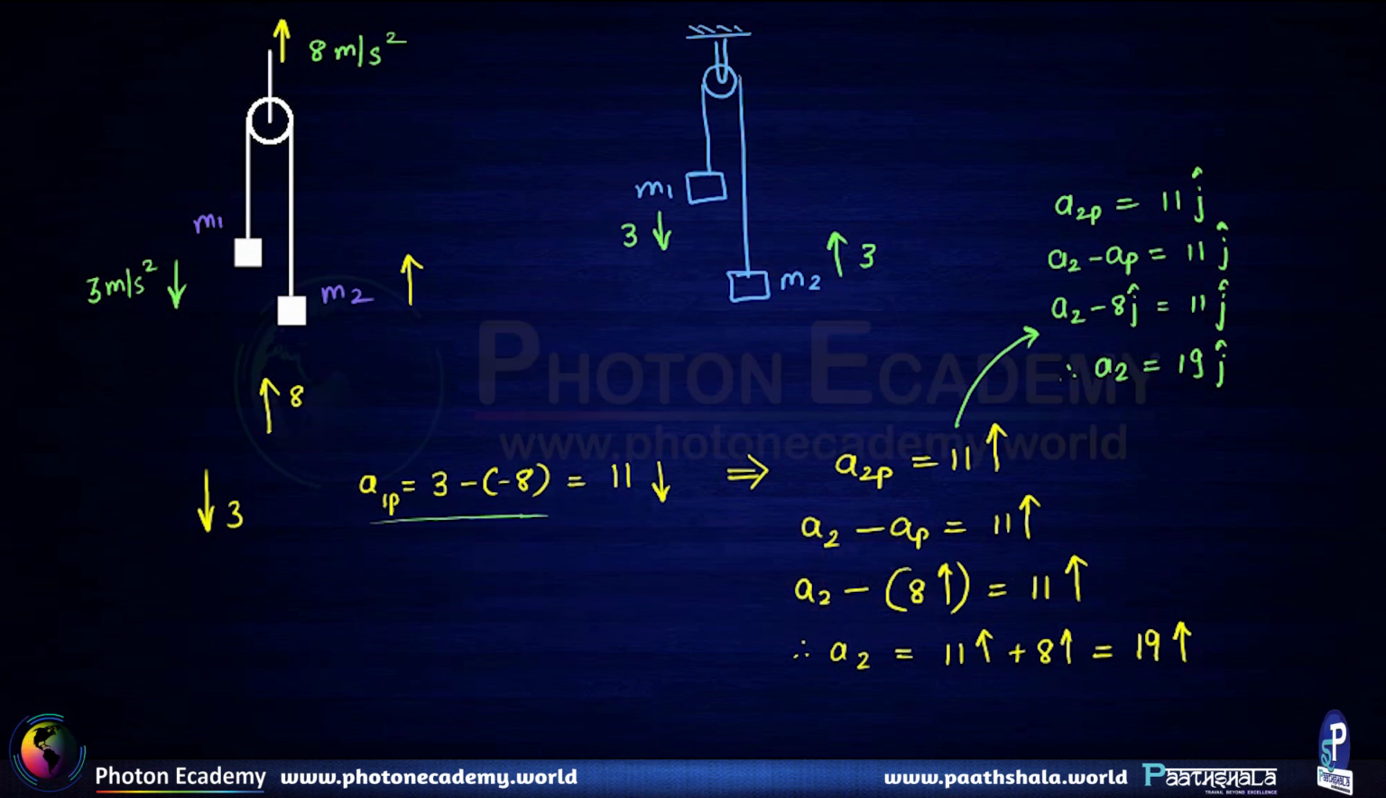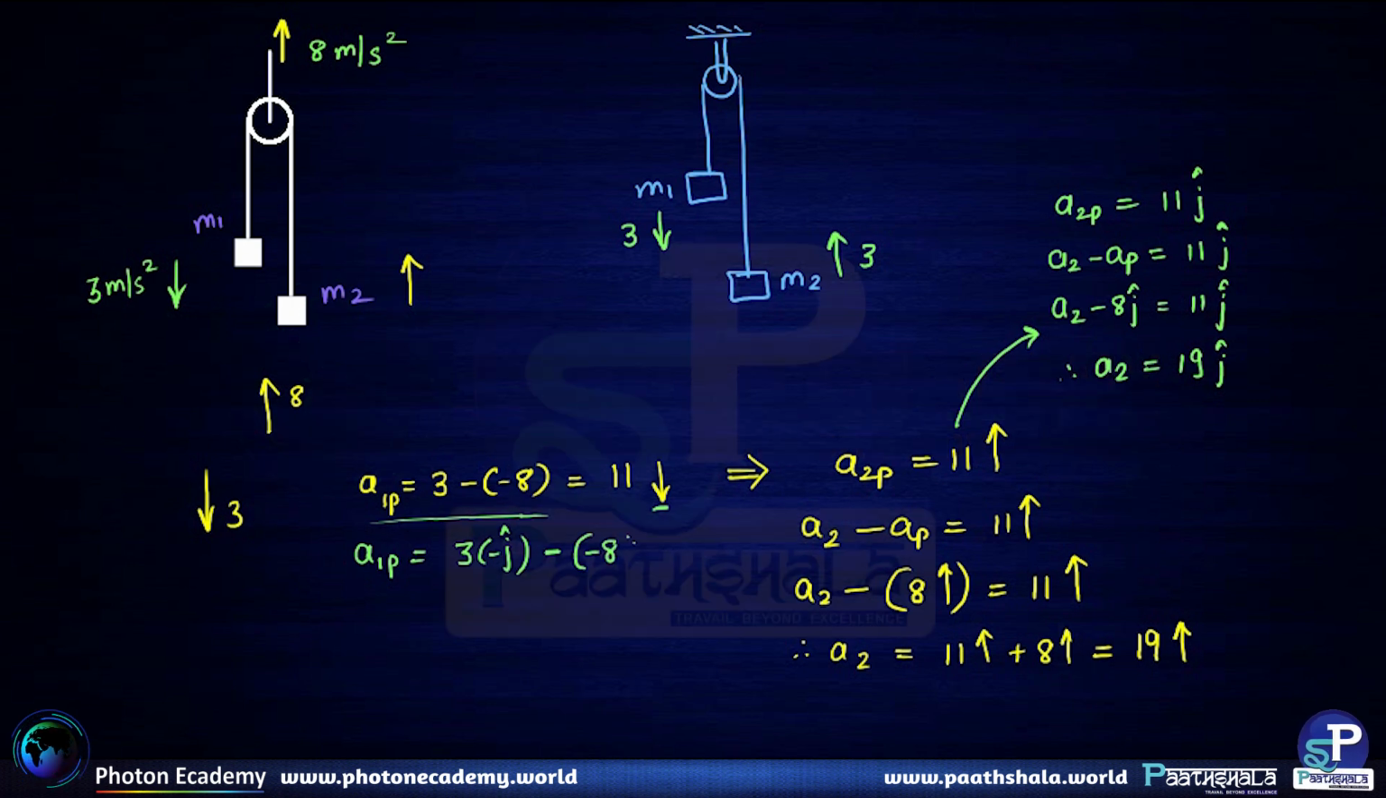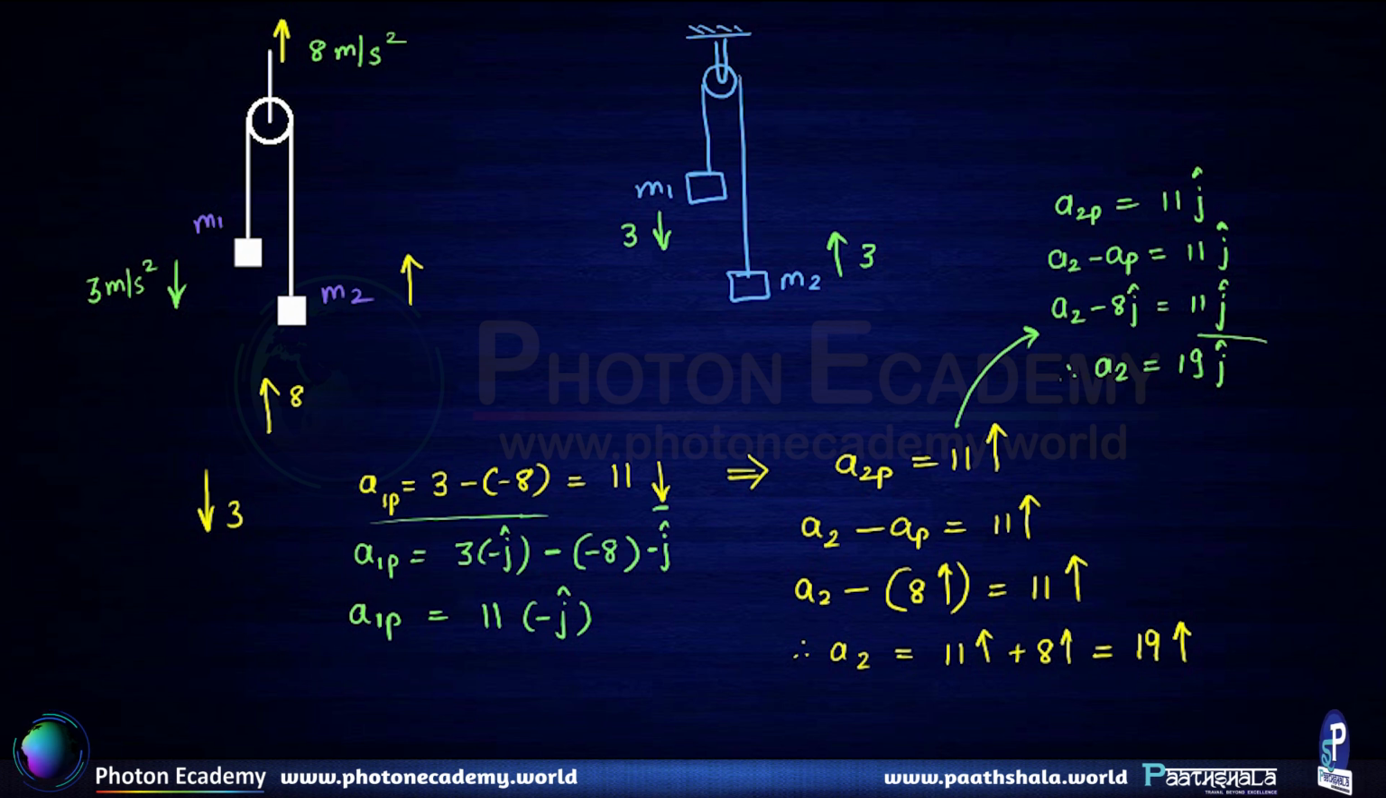Similarly, here we could have analyzed A1p. Equal to 3 in the downward direction, so 3 into minus j cap. Minus j cap represents this downward direction. Minus 8 into minus j cap. So this you get as 11 into minus j cap effectively. So this is the acceleration of mass 1 with respect to the pulley. So the ultimate conclusion is that the absolute acceleration of mass m2 is going to be equal to 19 j cap.